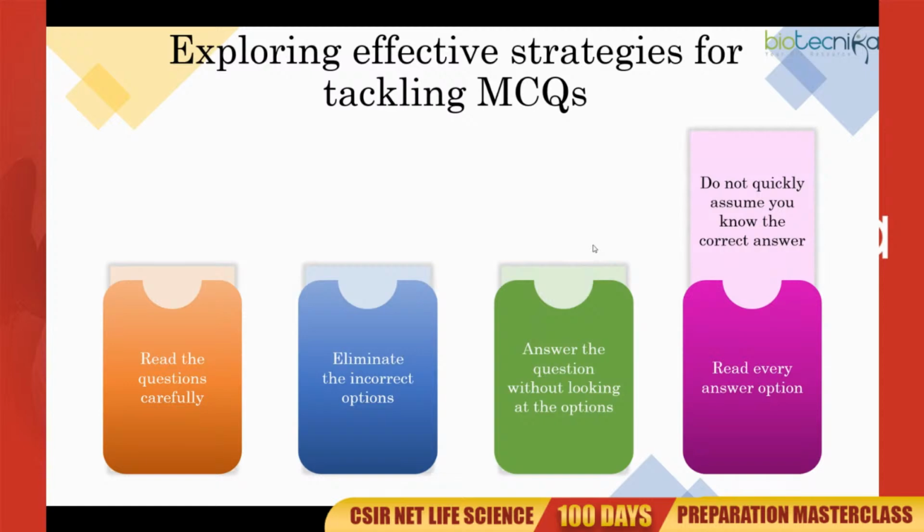So the thing is, before choosing a final option, there is a mistake which students most often make, that they quickly assume that they know the correct answer. But don't do that, because there might be a best answer to some of the questions. And that is why, without first reading every answer option, do not try to give the right answer.